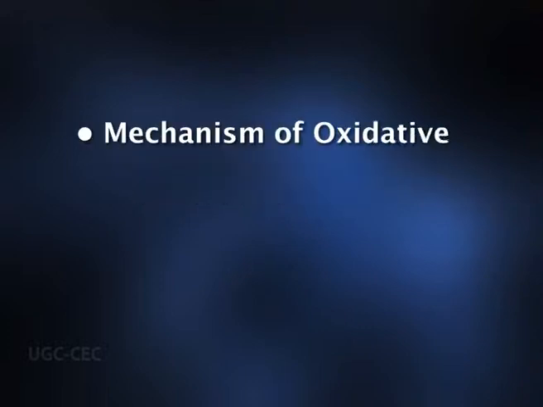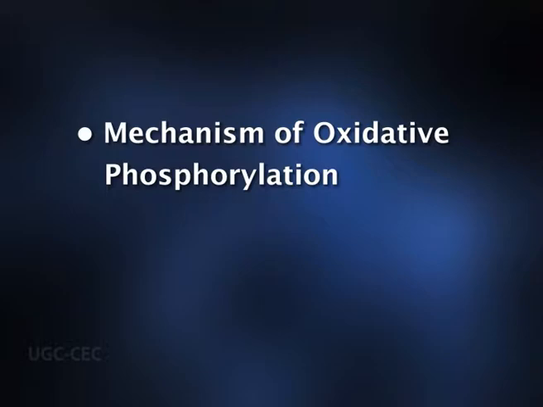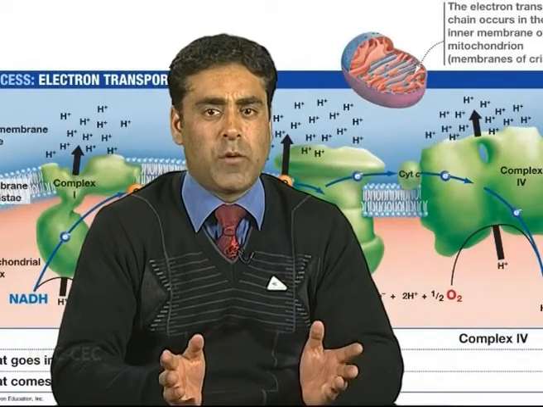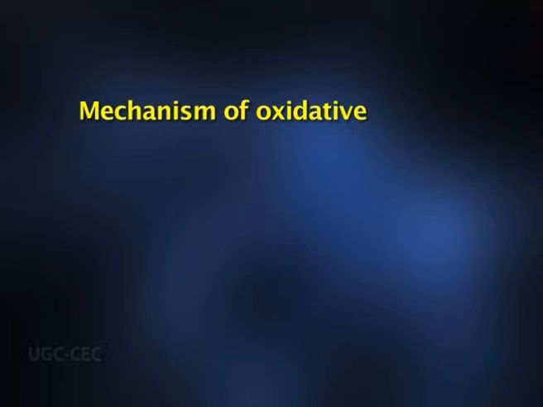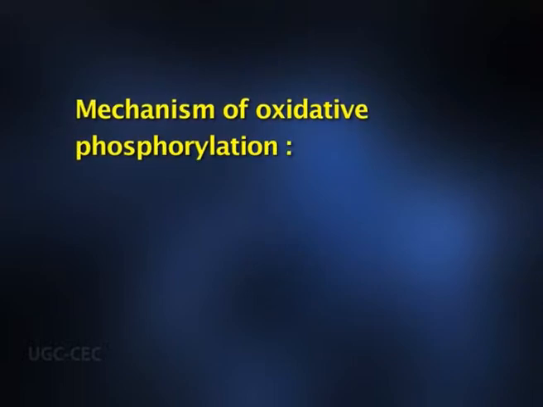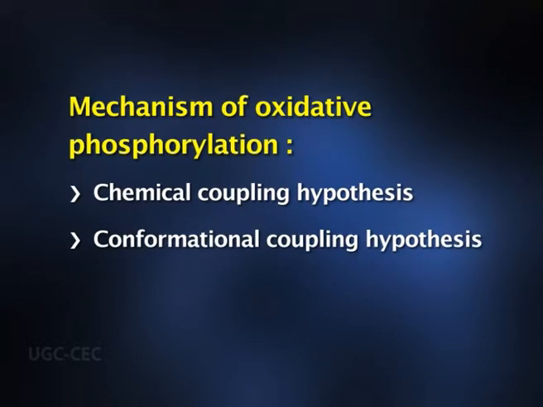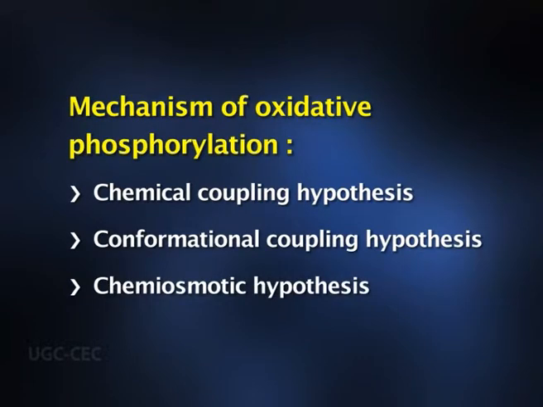Now, we will discuss the mechanism of oxidative phosphorylation. Three important theories have been proposed to explain the mechanism of oxidative phosphorylation. These theories explain how the energy transfer between electron transport and ATP synthesis takes place. These are the chemical coupling hypothesis, the conformational coupling hypothesis, and the chemiosmotic hypothesis. Now, we will discuss them one by one.